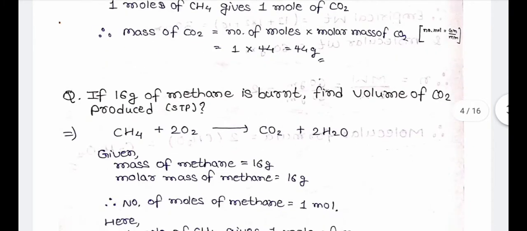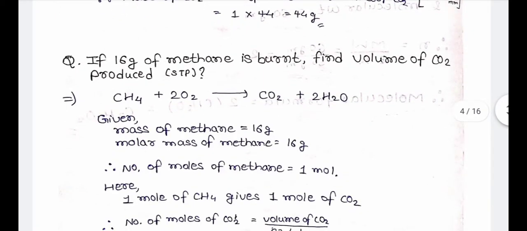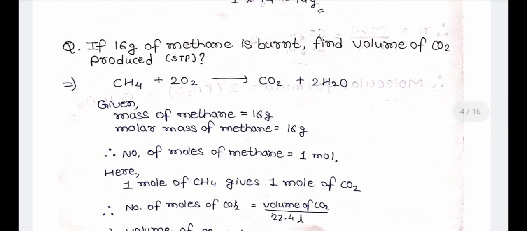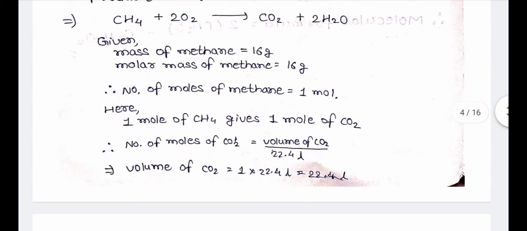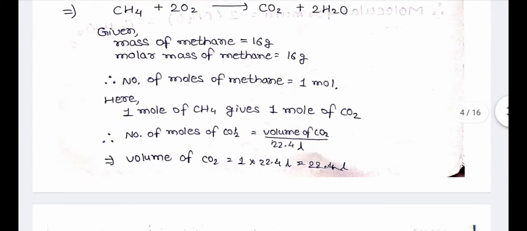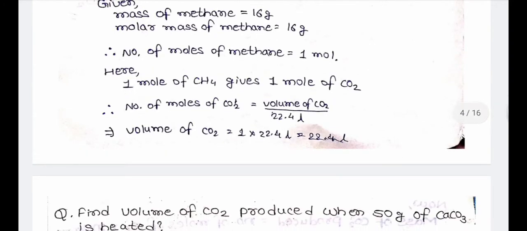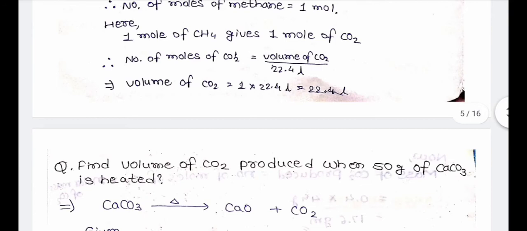Now another question: if 16 gram of methane is burnt, find the volume of CO2 produced at STP. Similarly, we first write the reaction: CH4 plus 2O2 gives CO2 plus 2H2O. Given mass of methane is 16 gram and molar mass of methane is 16 gram. Therefore number of moles of methane is 1 mole. Therefore 1 mole of CH4 gives 1 mole of CO2. Therefore number of moles of CO2 is volume of CO2 divided by 22.4 liter. This implies volume of CO2 is 1 into 22.4 liter, which is 22.4 liter. Hence volume of CO2 is 22.4 liter.